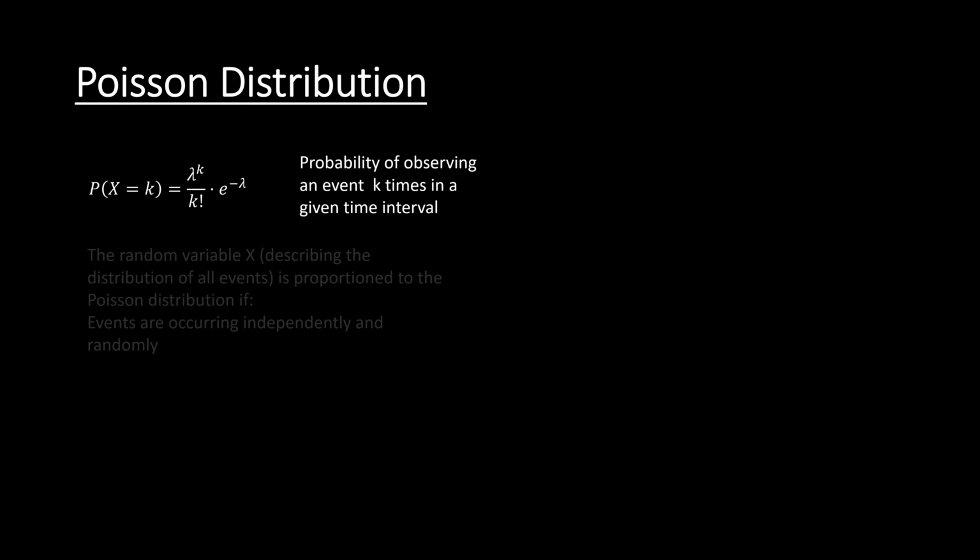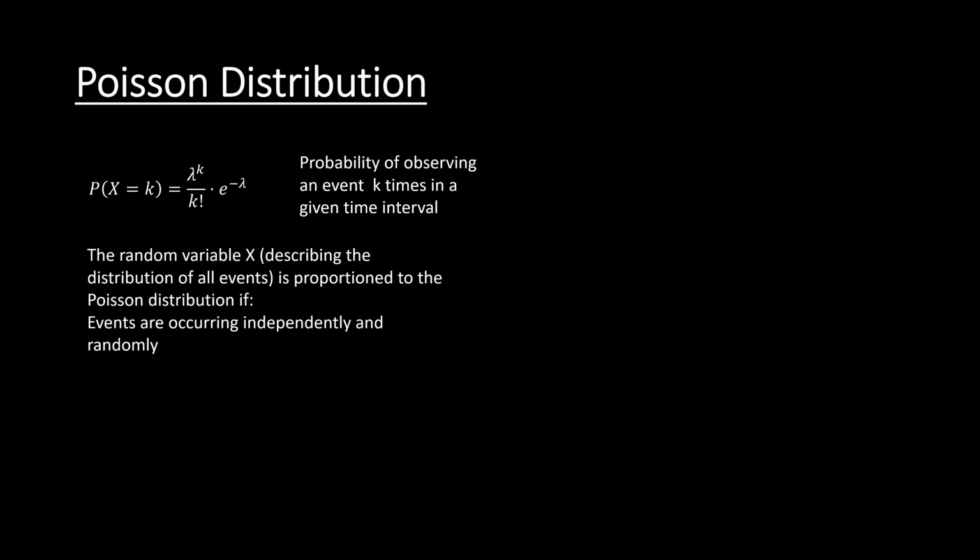The random variable x defines the number of events in a fixed unit. This distribution formula can be applied to that random variable if all events are occurring independently from one another as well as randomly, which basically says that the occurrence of one event does not change the probability of another event, as well as that the probability of the events does not change over time.